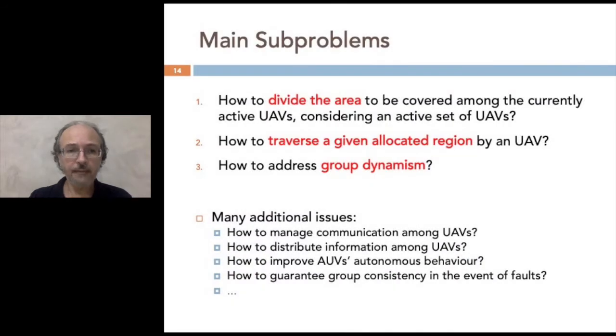This problem has three main sub-problems. The first is how to divide the area among the UAVs. The second problem is, once a UAV has a region to cover, how will it traverse that region? And the third problem is how to address the dynamic aspects of the group.